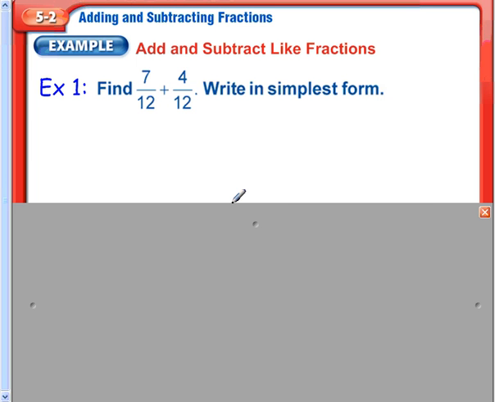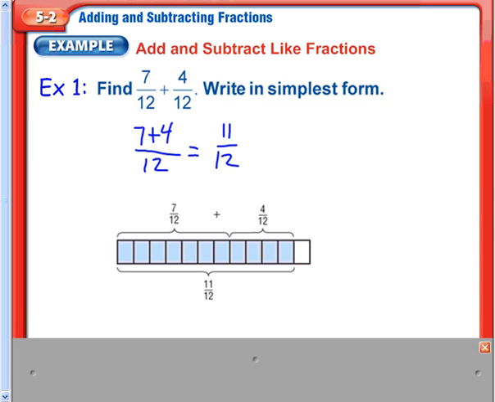So in example number 1, I see that we have like fractions because the denominator is 12 for both. So I will rewrite the numerators, 7 plus 4 all over 12, and that equals 11/12. Okay, if I pull down my screen here, I can see a picture of that. I have my 7/12 right here, and if I add 4/12 all together, I have 11/12.